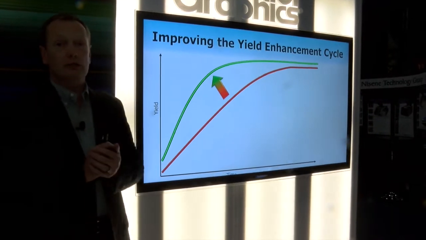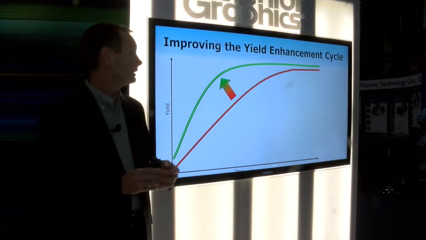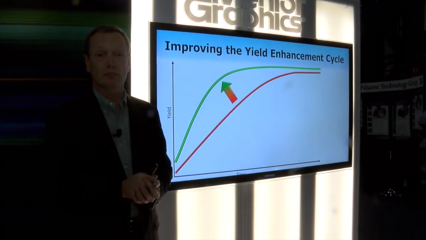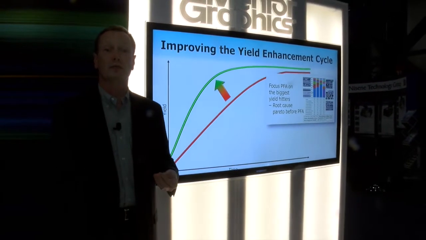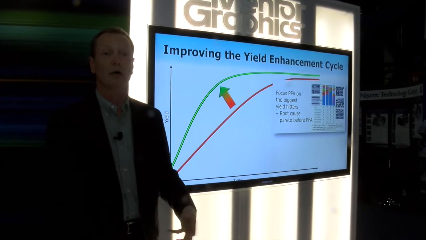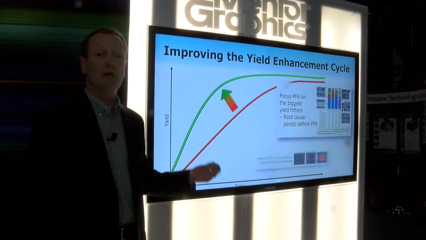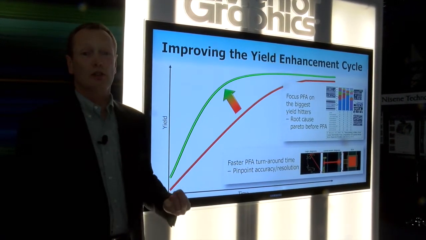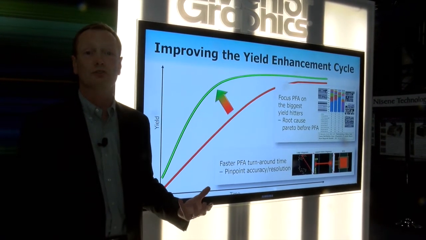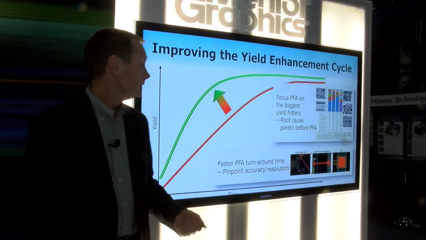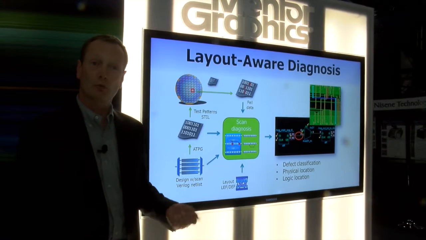Now, the problem we are addressing with these diagnosis products is yield ramp and also increasing mature yield. And the way we do this is that we allow our users to focus their PFA resources on the biggest yield hitters by generating defect Paretos before any PFA is done. And we provide the most precise defect locations, which allow our users to skip the most expensive and time-consuming steps in FA. The foundation for all of this is what we call diagnosis, layout-aware diagnosis.